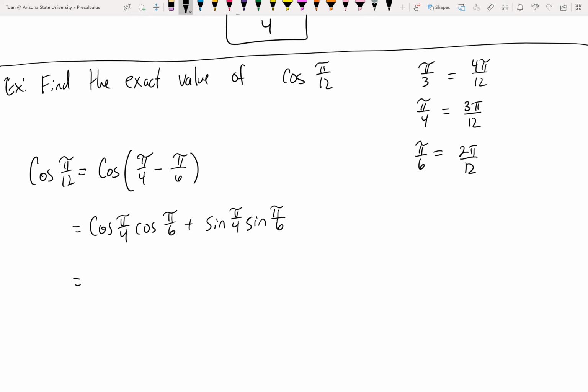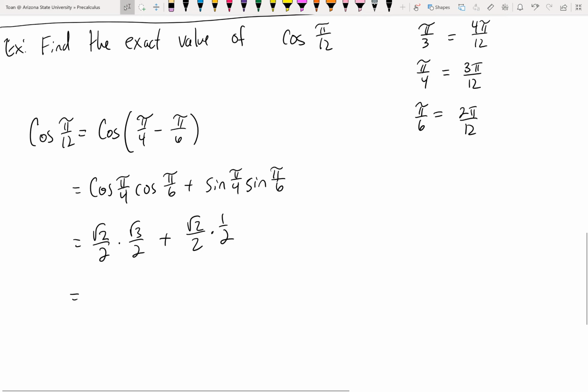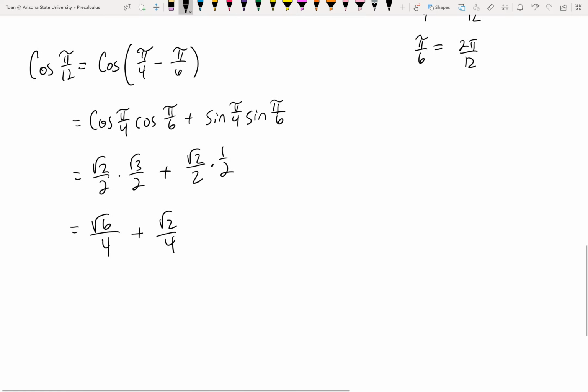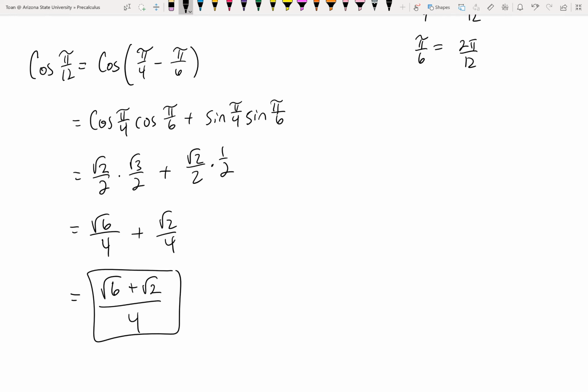So this is going to be cosine of pi fourths is radical 2 over 2. Cosine of pi sixths is radical 3 over 2. Sine of pi fourths is radical 2 over 2. Sine of pi sixths is a half. So it's very similar to what we did before. So this is rad 6 over 4 plus rad 2 over 4. Since they have the same denominator, you can squish them together as one fraction, right?